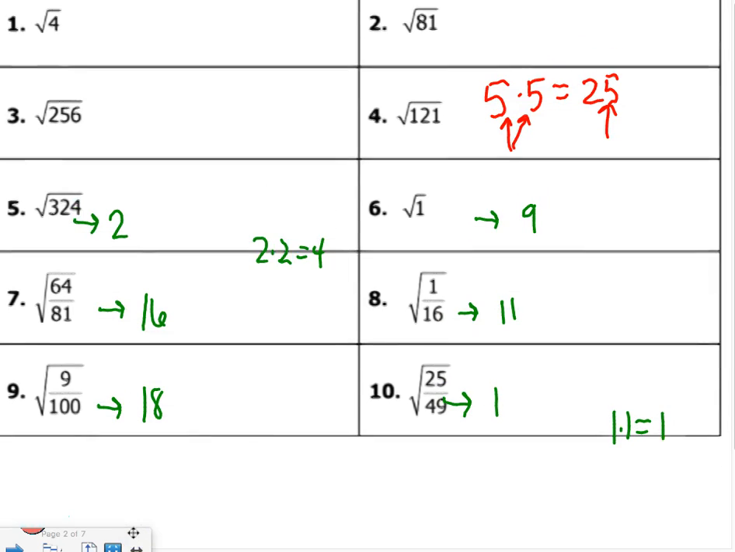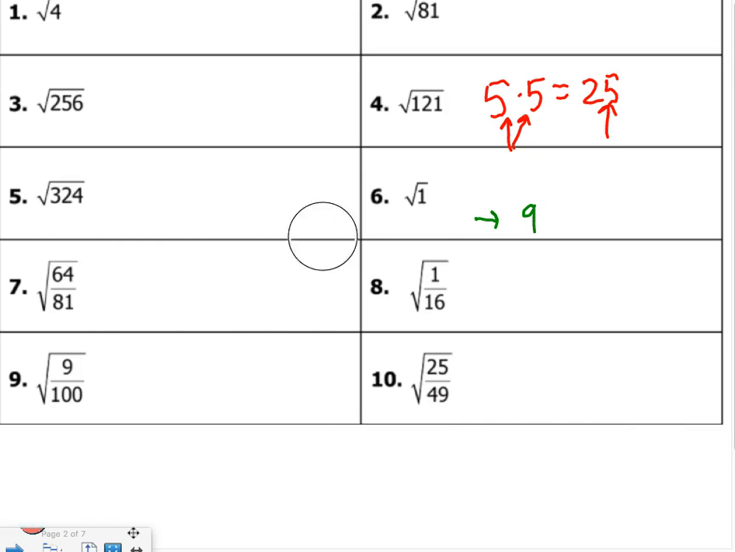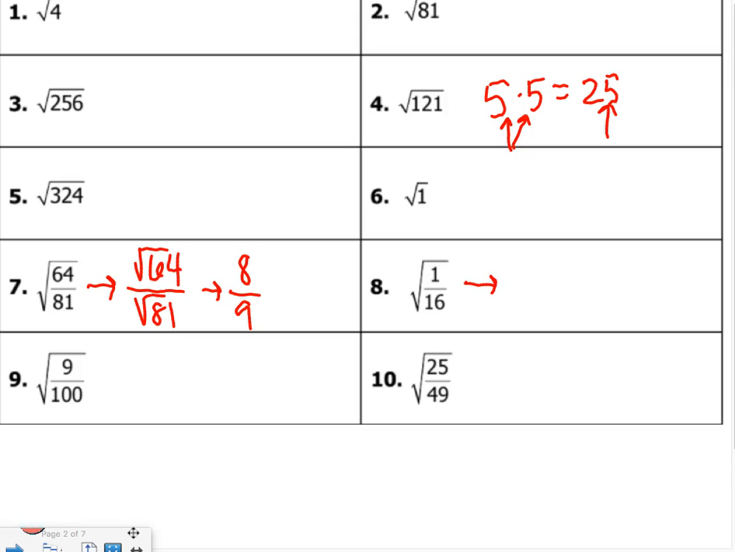Okay, for these guys, let me erase a little bit here. They look goofy, but really you're just doing the same problem twice. So this can really be rewritten as the square root of 64 over the square root of 81. And now I just do it twice. So what is the square root of 64? Well, that would be 8. And what's the square root of 81? Well, that is 9.